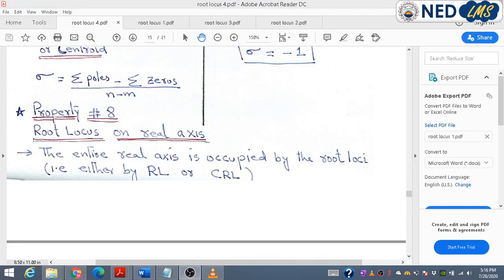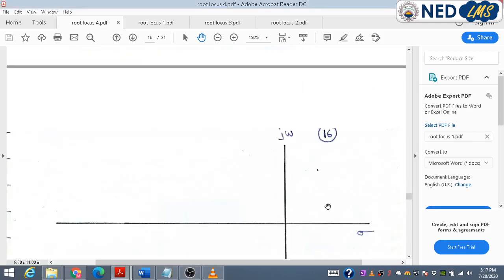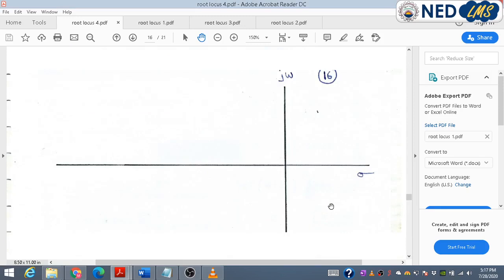The next property is property number 8, the root locus on the real axis, which states that the entire real axis is occupied by the complete root loci, either by RL or CRL, which means that the entire real axis represents the system root locus, whether it is occupied by RL or by CRL. How are we able to determine which part of the real axis represents RL and which part represents CRL? For this there is a condition on angle, by which we are able to find out the portion of the CRL and the portion of the RL on the real axis.